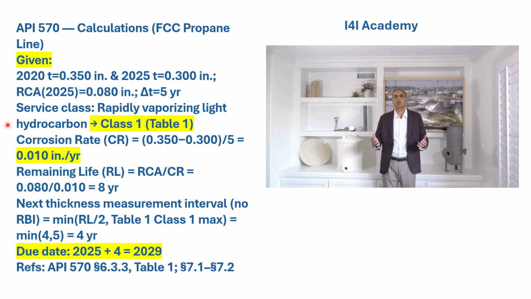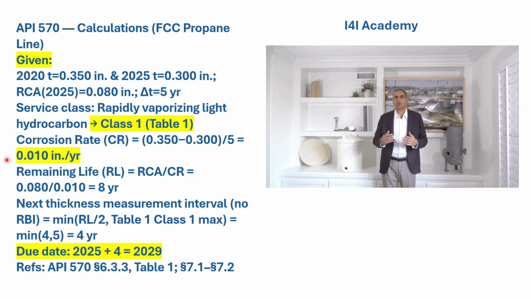Now let's calculate the corrosion rate using the point-to-point short-term formula. Say it with me. Corrosion rate equals prior thickness minus current thickness divided by the time between readings. That is, CR equals T previous minus T current over delta T. Plug in the numbers. CR equals 0.350 minus 0.300 divided by 5 years. The numerator is 0.050 inches. Divide by 5 years, and we get 0.010 inches per year. So the corrosion rate is 0.010 of an inch per year.